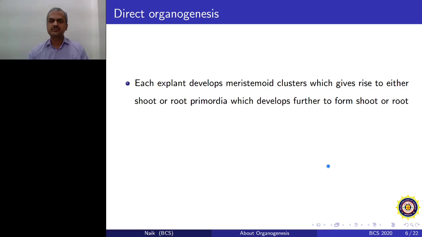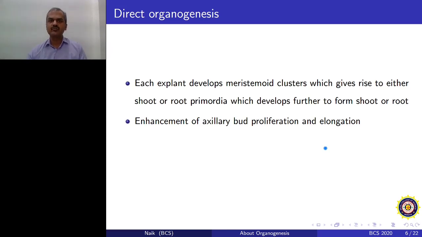Now we'll discuss direct organogenesis. Each explant develops meristemoid clusters which give rise to either shoot or root primordia, which develop further to form a shoot or root. So an explant can also form a root as well. For example, if you put a leaf disc and you inoculate it on auxin media, there are chances that that explant will directly give rise to roots as well. Not necessarily every explant will give rise to shoot first and then root. It depends upon the media combination and plant growth regulators whether that particular explant will give rise to root formation or shoot formation. It can give rise to root formation as well as shoot formation.